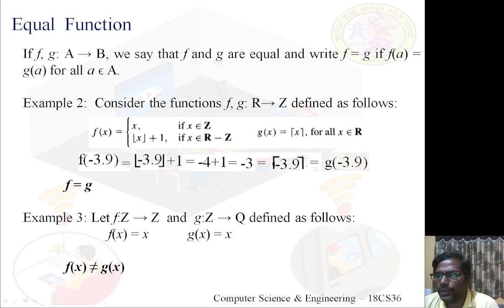Now, what we observed is that f and g both are functions from the same domain R to the same codomain Z. But the way f of x and g of x are defined seems to be different. But logically they are equal. Let me justify it.